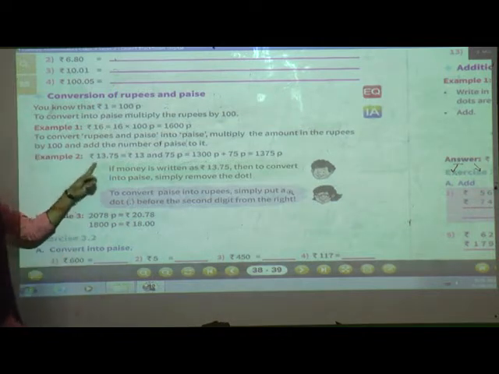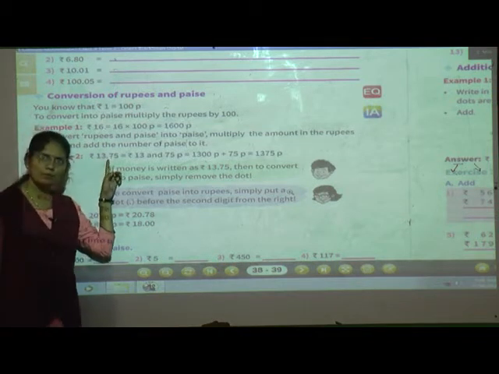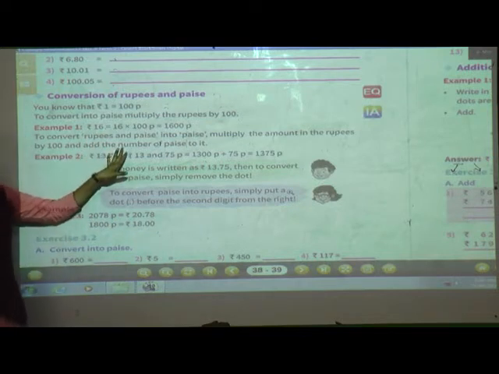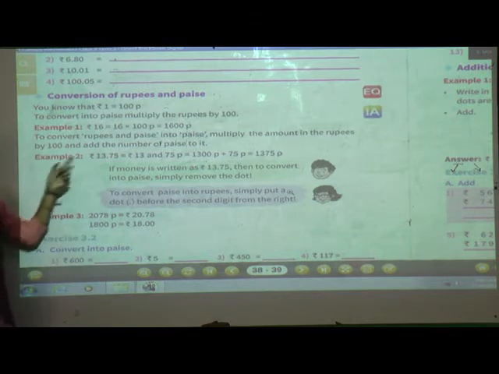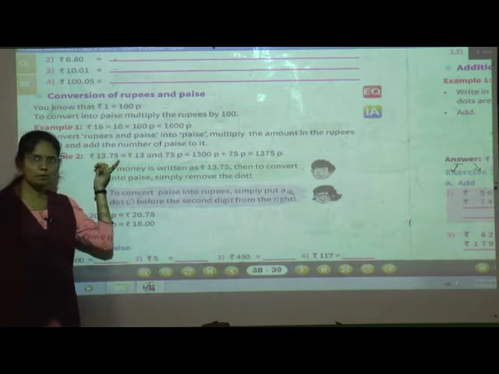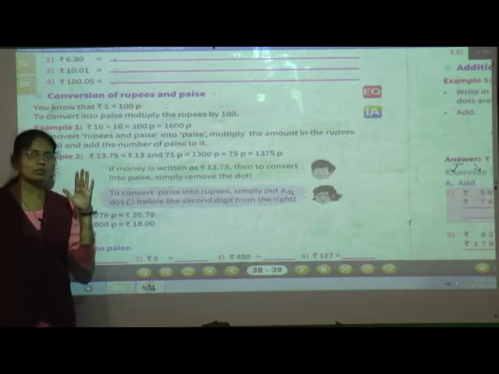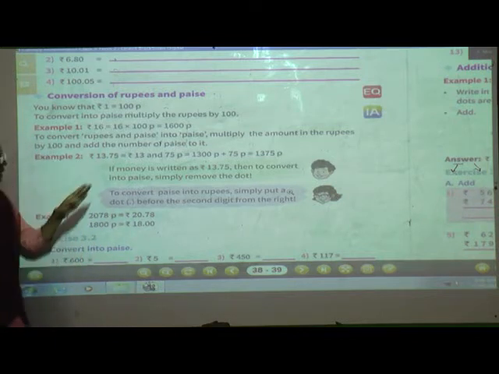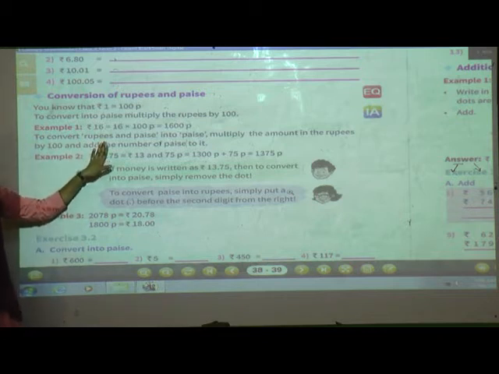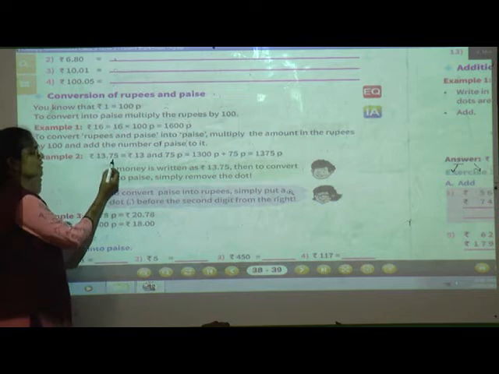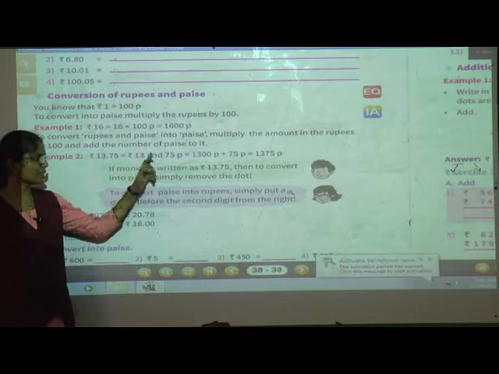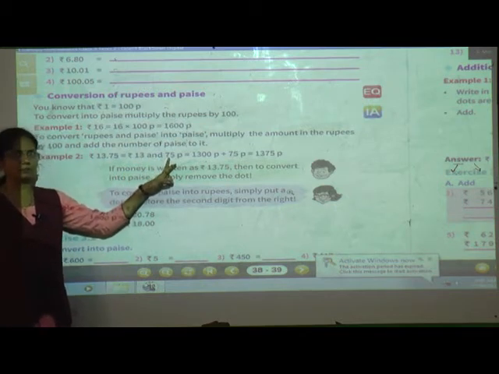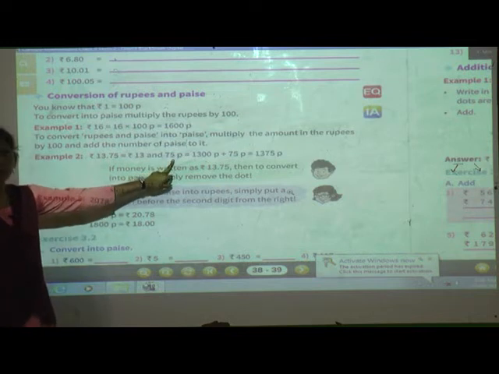Now see example number 2. Here rupees 13.75 means rupees are there and paise are there also. So what are you going to do? We have to convert this 13.75 rupees into paise. Just multiply the rupees only by 100. Now see, rupees 13.75 is written as rupees 13 and 75 paise.